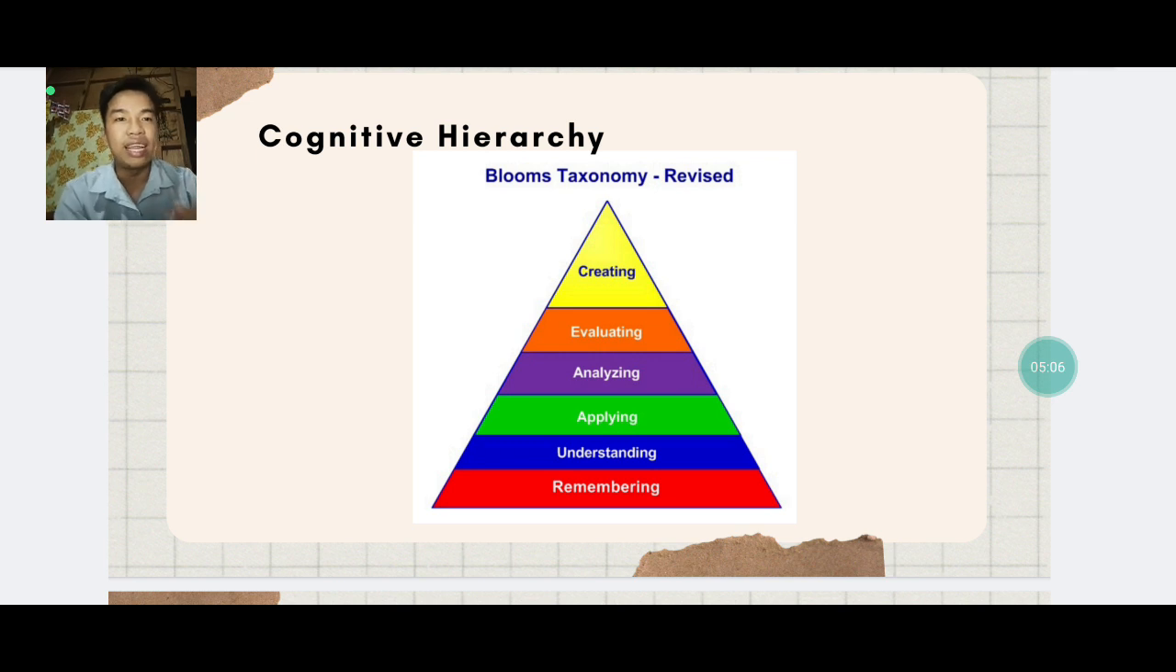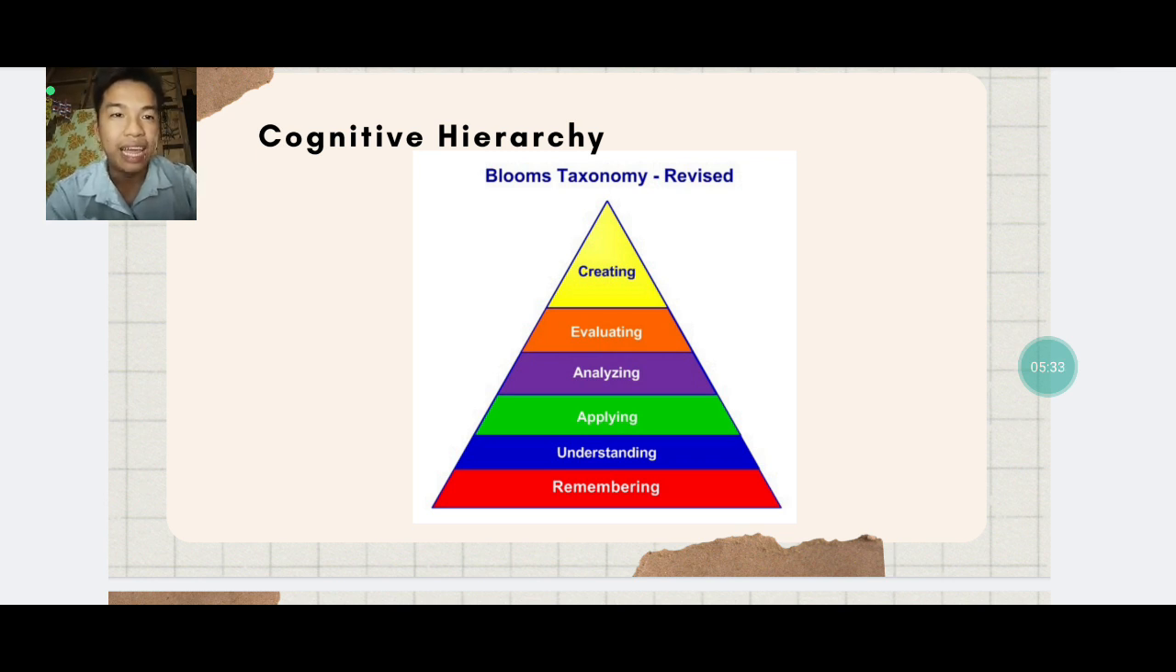Next is analyzing. In analyzing, the sample learning outcome is to be able to analyze the relative roles of each character in the play and their relationship to each other. Here they are going to see, analyze, compare, and contrast. Those are the verbs to use for this. A sample assessment is to write an analytical paper comparing the antagonist and the protagonist of the play.